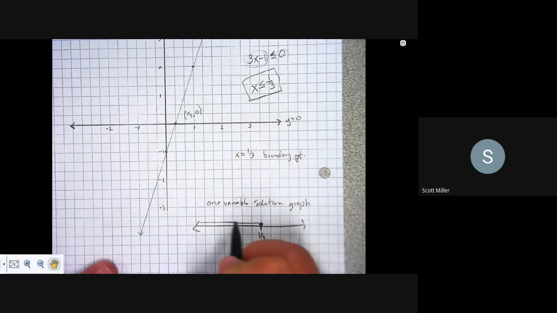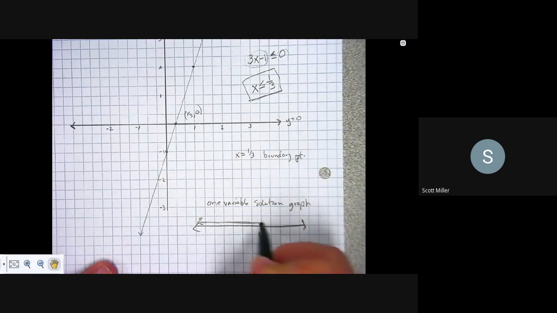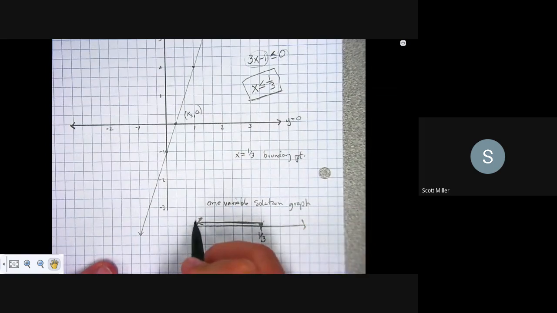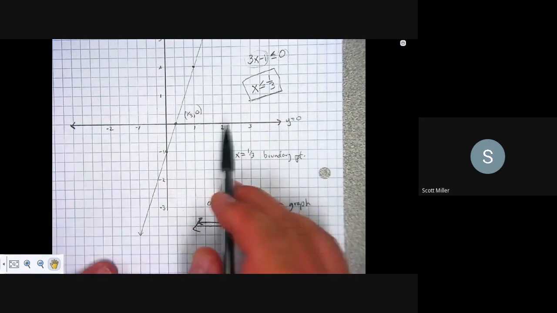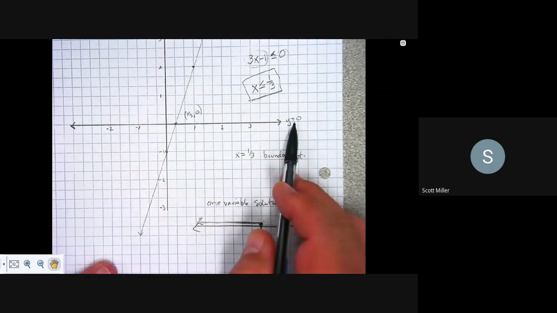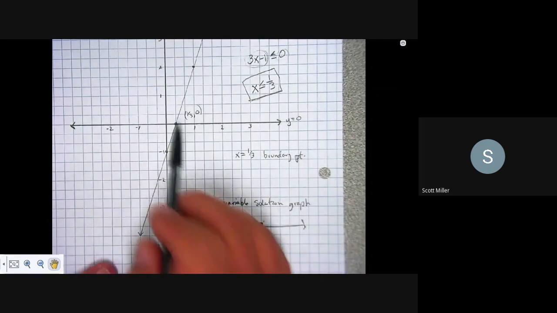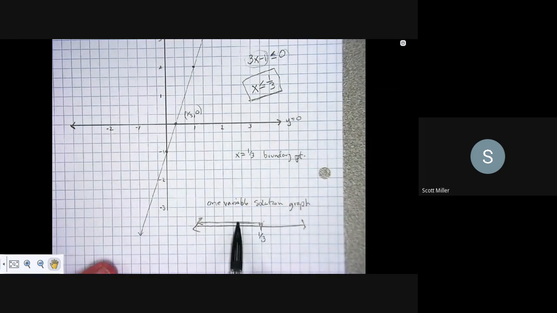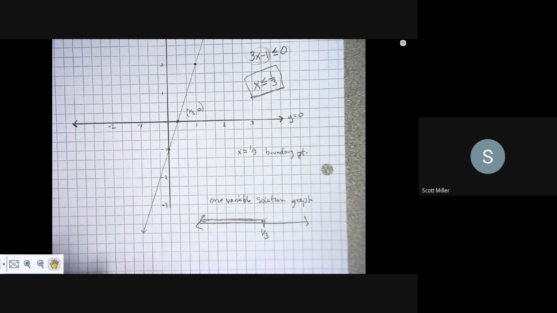When you shade it that way, put an arrow in here, meaning we're going in both directions, all the way out there. So a dot here, shading that way, because that's where the solutions lie. Everything on this side are not solutions. Everything on this side of that point are solutions. So that's what the boundary point does: it separates the solutions from the non-solutions. So that's the graphical approach.